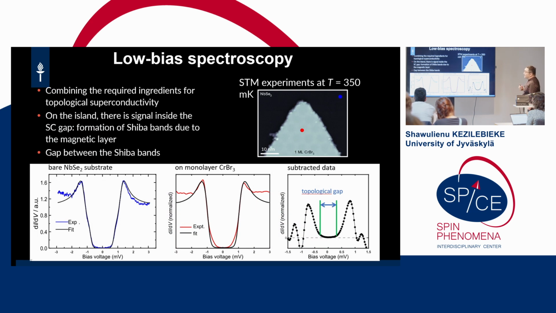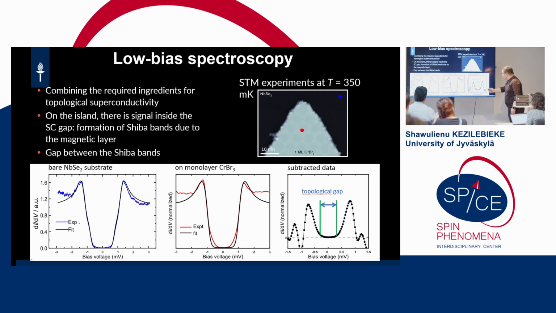Okay, now we can look at the low bias spectra. So basically, here is the tunneling spectra on the bare niobium diselenide. You have a superconducting gap. Then this is through the chromium bromide in here. This is normalized, so don't trust it here. The two spectra look similar, except there's an extra band inside the superconducting gap. You can see it more clearly by subtracting that data from this. Then you end up with this type of plot, and here is the actual gap, but now I call it the topological gap, but it's not proven yet.